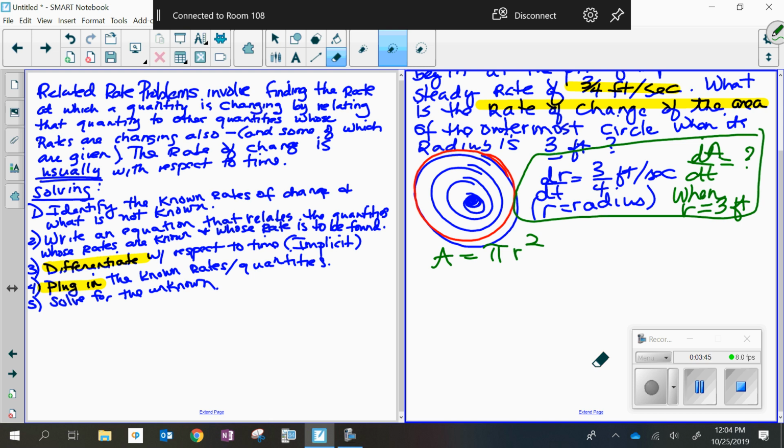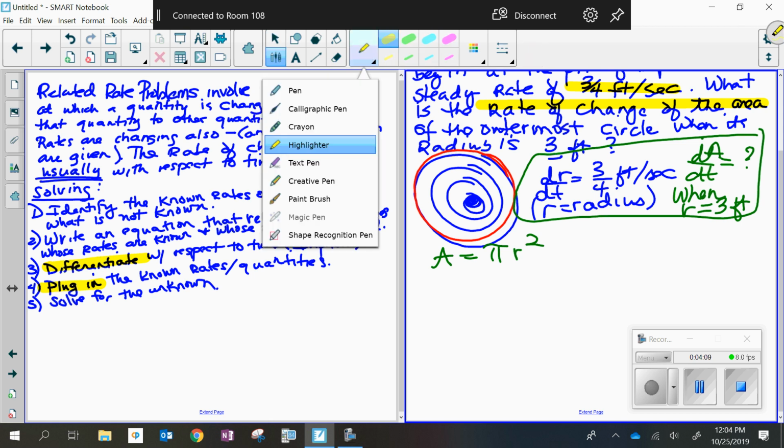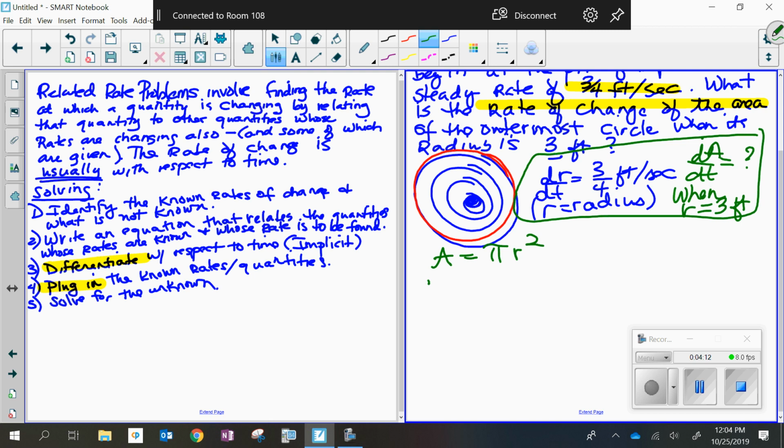Okay, now, step 3, differentiate. I'll give you a minute. That should be a piece of cake. Remember, pi is a constant. All right, so what you got, Ruby? dA/dt. Nice. Okay. Very good.